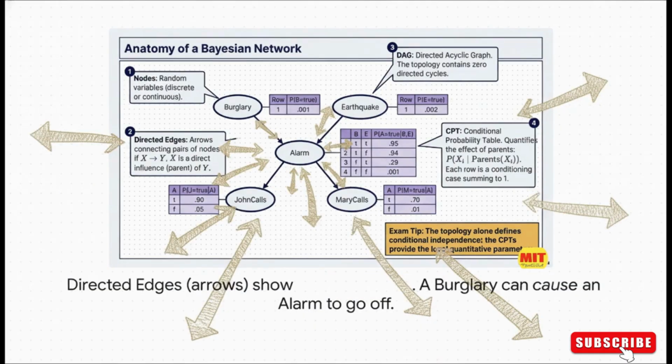Then you've got the arrows, which we call directed edges. These show direct influence. See the arrow going from burglary to alarm? That just means what you think it means. A burglary can directly cause the alarm to go off. It's a super clear and simple map of cause and effect.